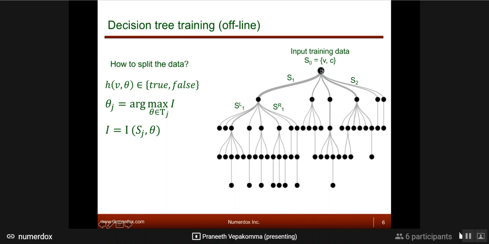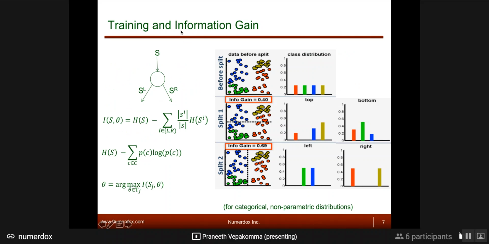Okay, so then the question is, what is the criterion for these two things? The criterion that is used is known as information gain. Information gain is this function. It is basically a function of what is known as entropy. So I denotes the information gain, H denotes the entropy. Now the question was, what is the entropy, what is the significance of information gain, etc.